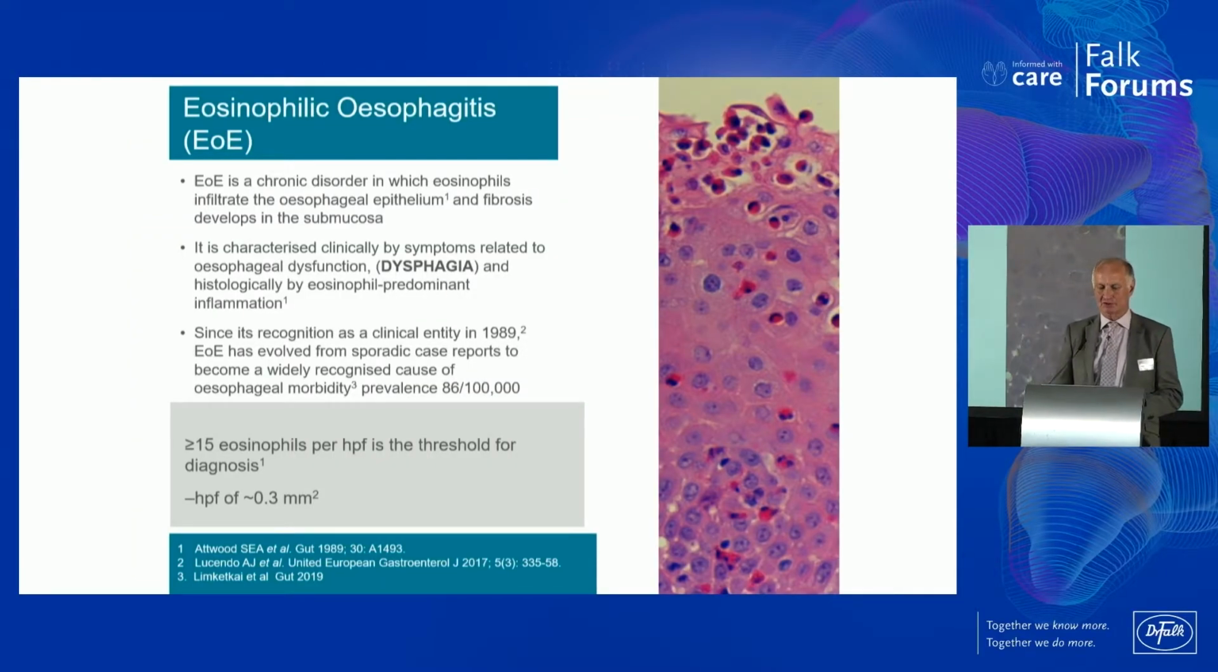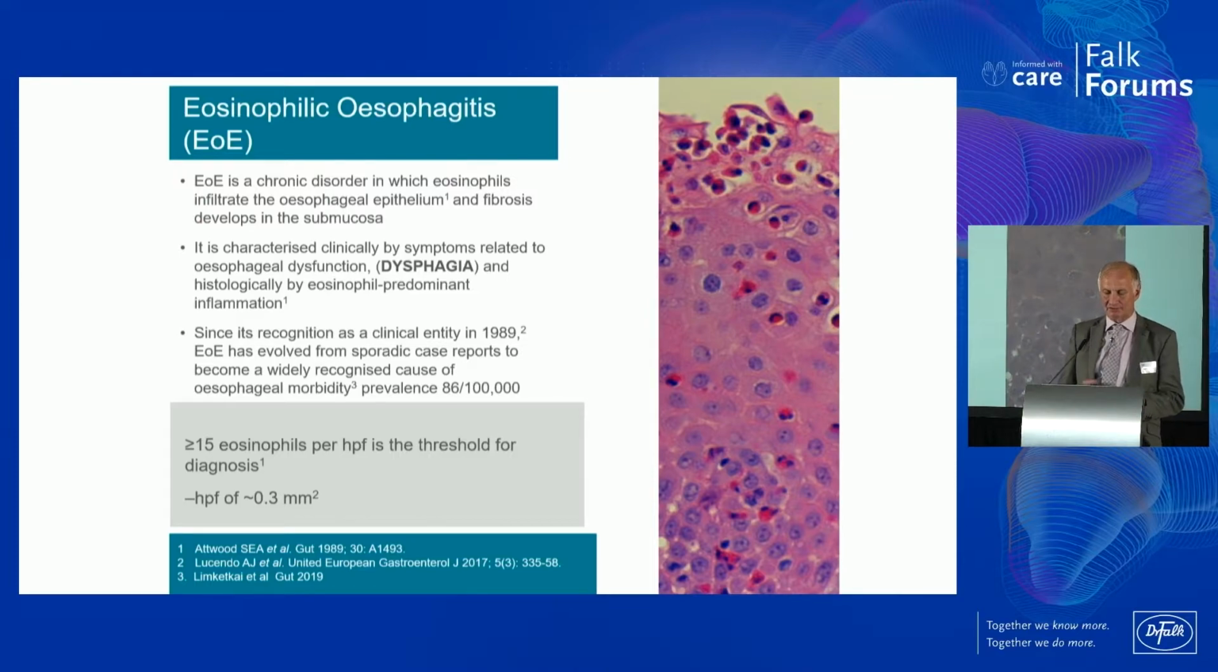So the definition of EOE is a chronic disorder in which the eosinophils are infiltrating the esophageal epithelium and fibrosis develops in the submucosa, and it's characterized by symptoms of esophageal dysfunction. That's the official definition, but that's almost always dysphagia. And the dysphagia is present usually for a long time.